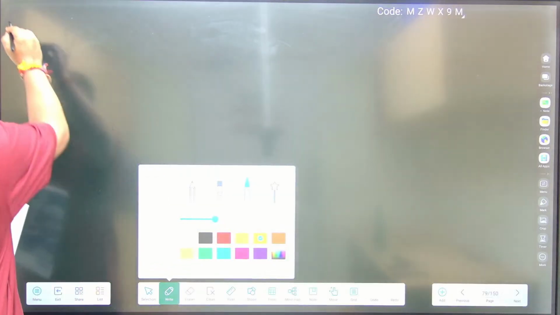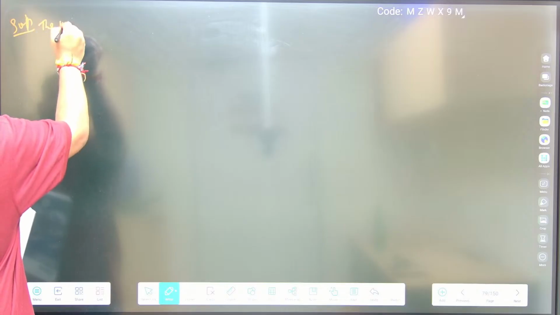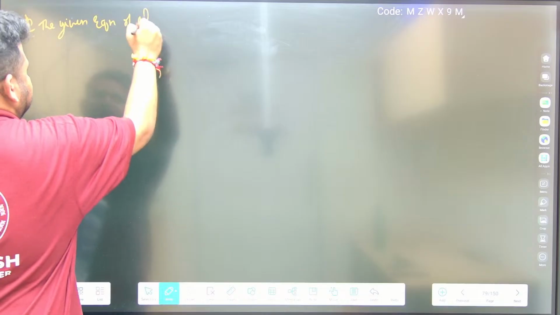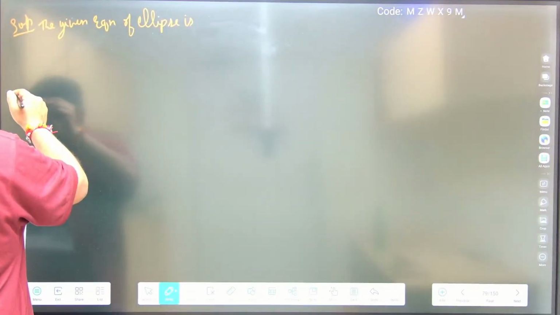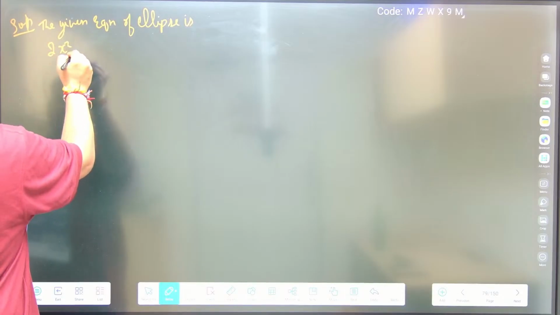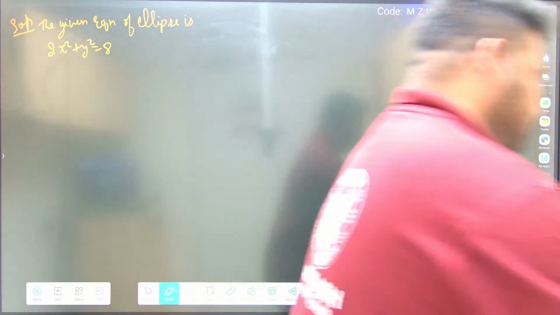Very important question. Solution: the given equation of ellipse is 2x square plus y square is equal to 8. This is what they have given.